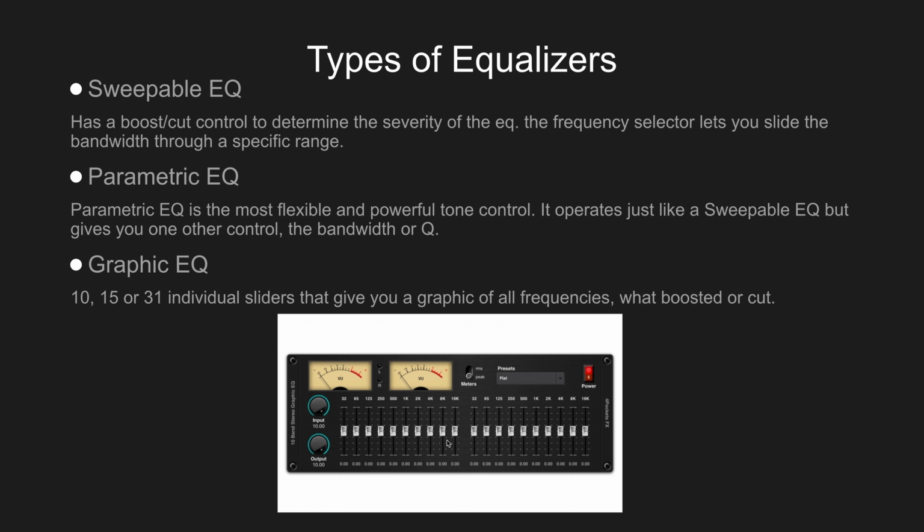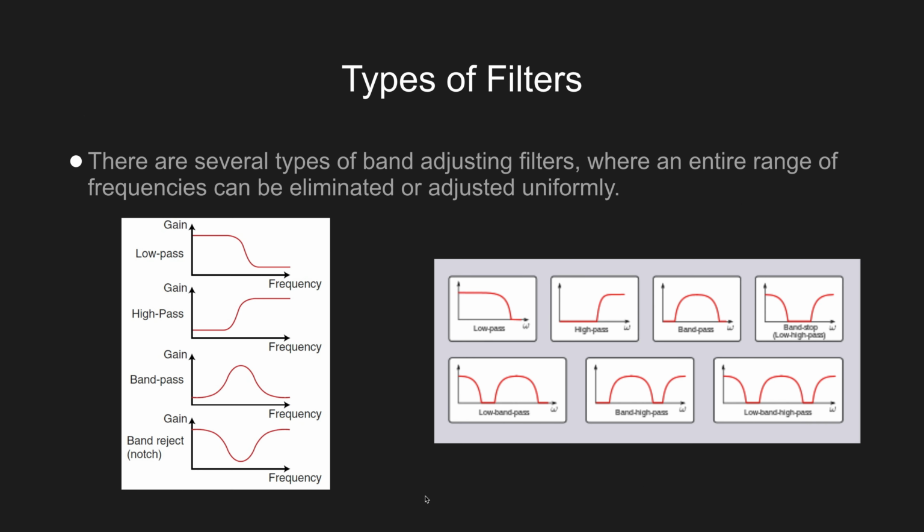Let's talk about types of filters. There are several types of band-adjusting filters, where an entire range of frequencies can be eliminated or adjusted uniformly. This would be a low pass filter. Your low frequencies are fine, and then it cuts out the highs. It lets the lows pass. Your high pass filter does the opposite: it lets the highs pass and cuts out all your lows. This one is a band pass, so it gets a specific band, and this is a notch filter, which takes out a certain amount.